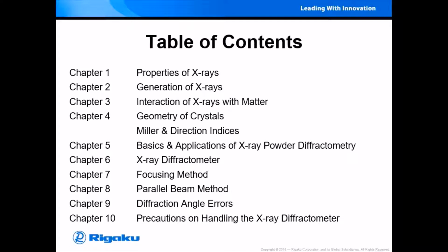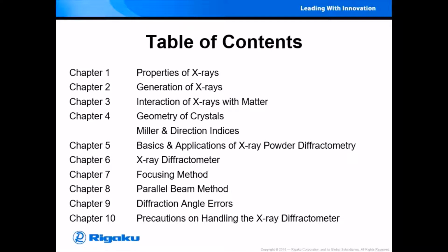Chapter 4 is about the geometry of crystals, and how to determine Miller indices and direction indices. In Chapter 5, I'll describe X-ray powder diffractometry and its applications. Then I'll introduce the X-ray diffractometer in Chapter 6.